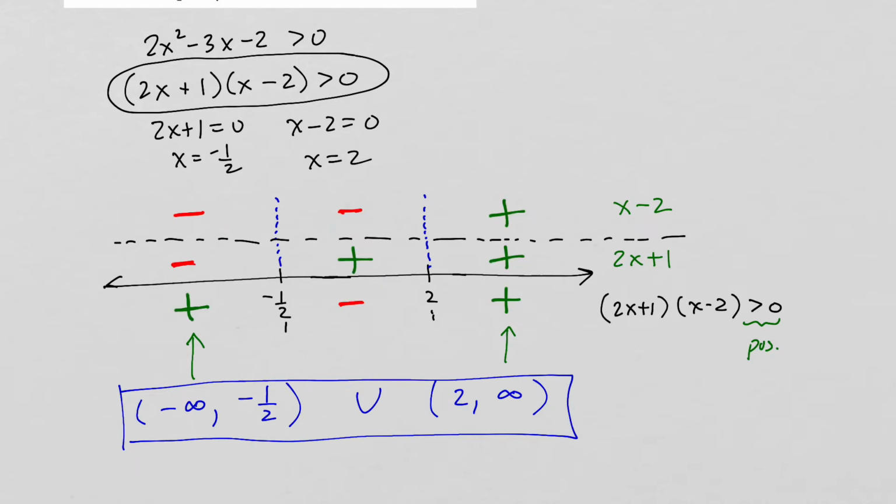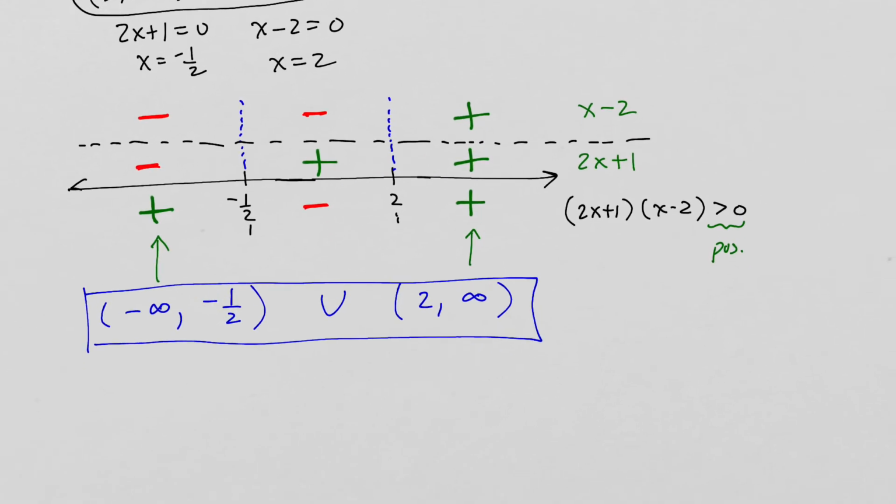And writing it like this just saves us a little bit of time. So again, when you plug in a number less than -1/2, the factor here is negative and the factor here is negative, but a negative number times a negative number is a positive number, right? In between here, this factor is negative, but this factor is positive. A negative times a positive is a negative. And finally, over here, both factors are positive, and the product of two positives is a positive.